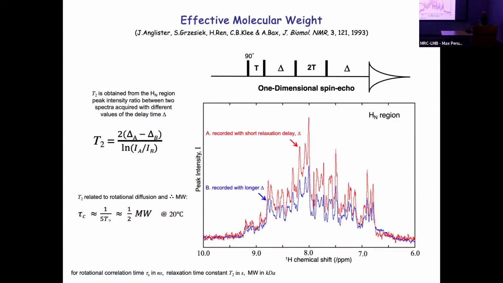NMR is able to get an estimate of molecular weight. It's not a mass spectrometer, it doesn't do that kind of accuracy, but certainly we can tell you whether a molecule is rotating as a monomer, dimer, trimer, or whatever. So we have some information on the effective molecular weight of how these things are tumbling in solution.